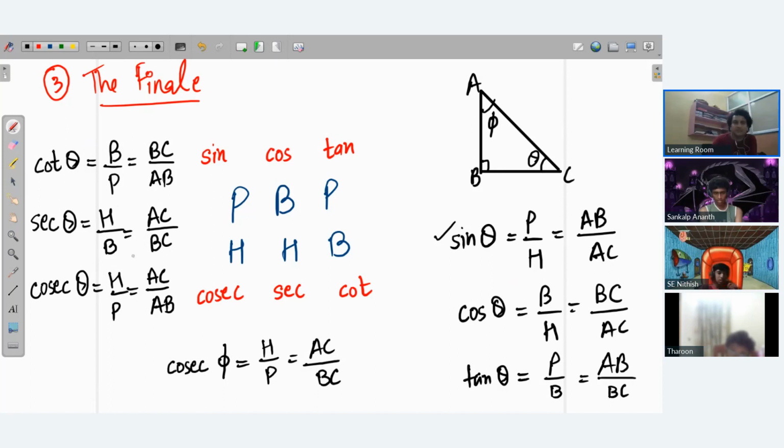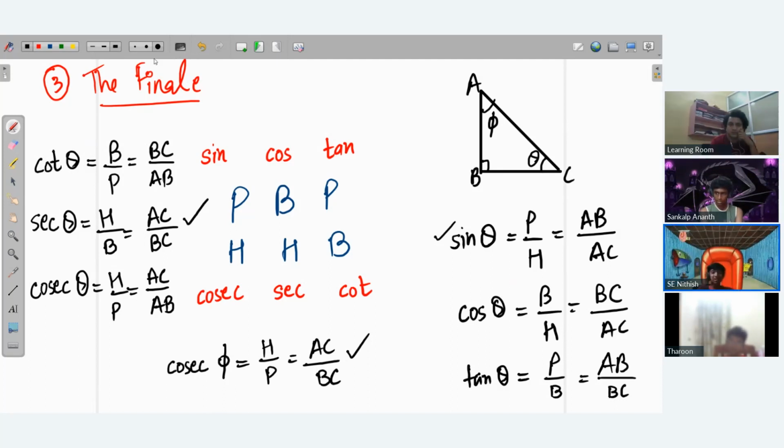Cosec phi is equal to sec theta. So it might happen that some ratios are equal to others, and that is natural. It is bound to happen. In fact, this is the essence of trigonometry. So first we will learn that sec theta is always equal to cosec phi.